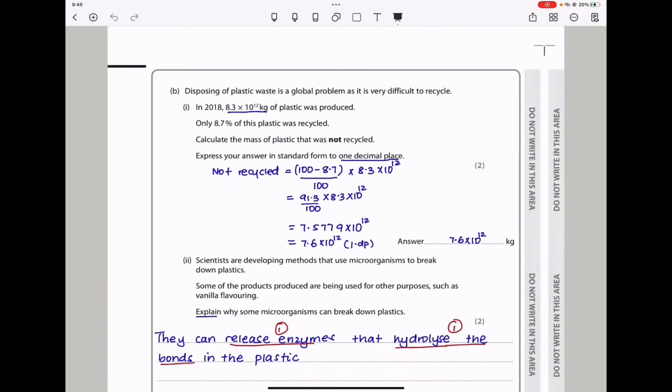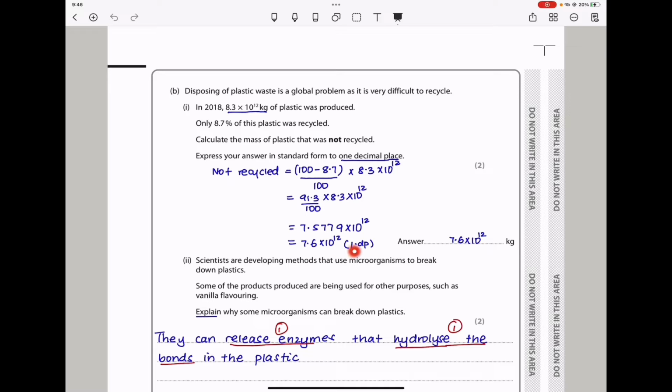Moving on. In part B, disposing of plastic waste is a global problem as it is very difficult to recycle. In 2018, 8.3 times 10 to the power 12 kilograms of plastic was produced. Only 8.7% of this plastic was recycled. Calculate the mass of plastic that was not recycled, and express your answer in standard form to one decimal place. So if 8.7% was recycled, that means the percentage not recycled is 100 minus 8.7, which we did here. So not recycled is going to be (100 minus 8.7) divided by 100 times the total, which gave us that. And my final answer was 7.6 times 10 to the power 12.